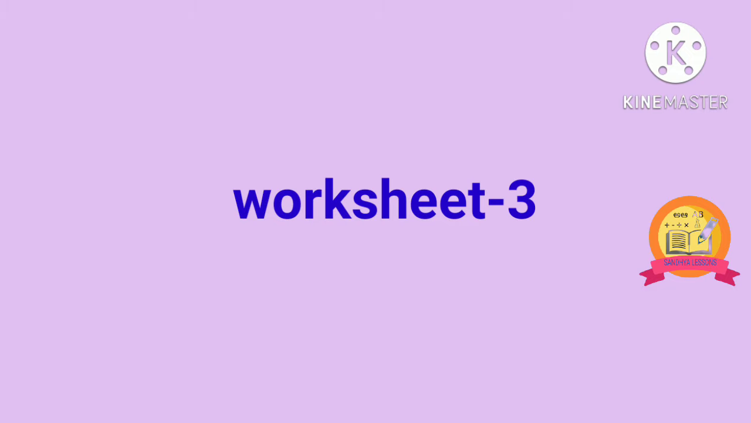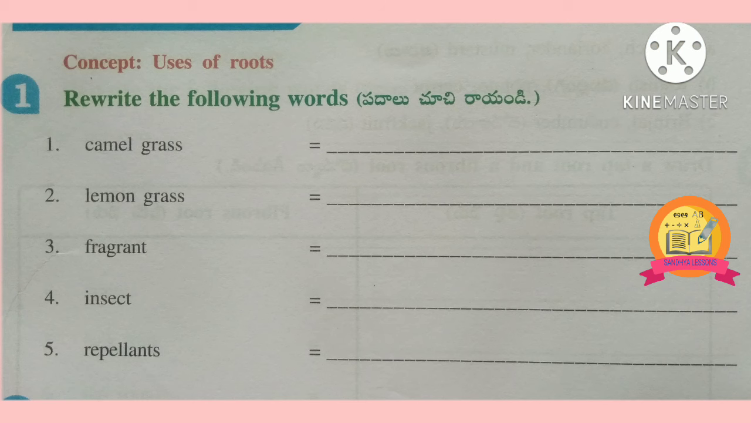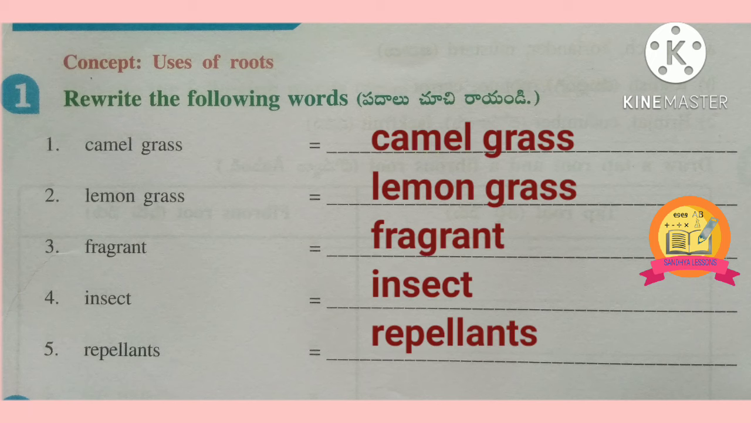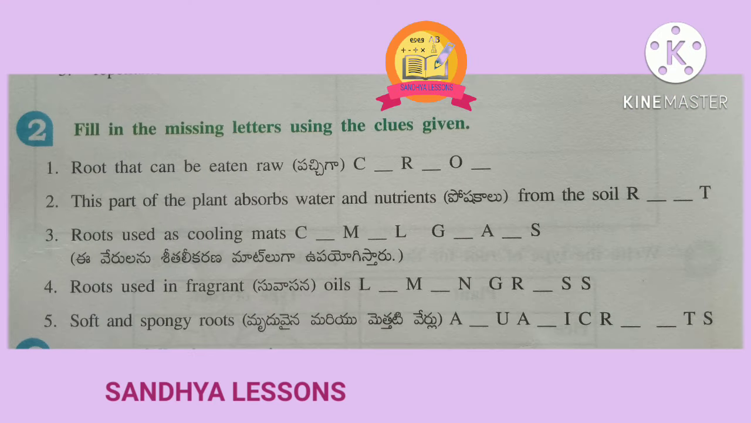Worksheet 3. First Roman, rewrite the following words. Camel grass, lemon grass, fragrant, insect, repellents. Second Roman, fill in the missing letters using the clues given.